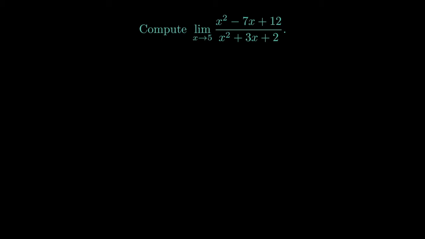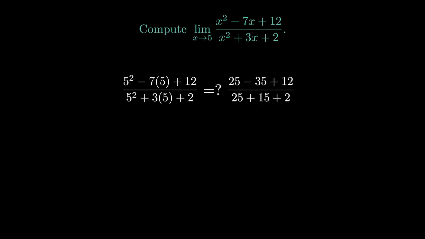Next, we look at the limit as x approaches 5 of x squared minus 7x plus 12 over x squared plus 3x plus 2. Note that this expression is perfectly defined at x equals 5. The limit is simply the value of the expression when x is 5, which is 1 over 21.